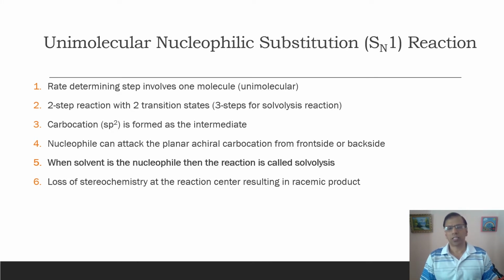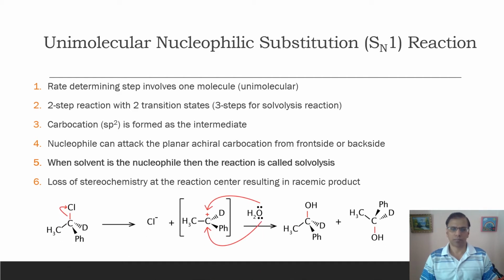Because the carbocation is formed, there is a loss of stereochemistry at the reaction center, and this results in a racemic product. So let's look at an example. So this is an alkyl chloride. This is a carbon-chlorine bond. In a solvent, it can give a carbocation. In a polar protic solvent such as water, it can give a carbocation.